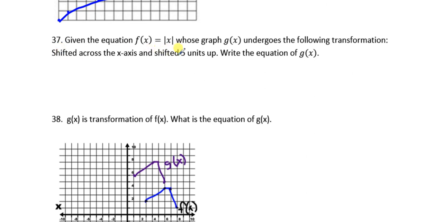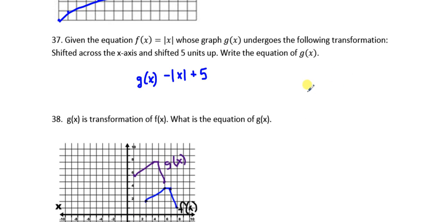So we take this graph, but the transformation would work the same as it does for any other function, like a quadratic or square root or anything. And so we're going to shift it across the x-axis. So we're going to take that absolute value graph, and when we shift it, that's how we flip it over the x-axis. When we want to shift it 5 units up, we go plus 5. That's going to shift it up. So g of x is going to flip it and then lift it up 5.